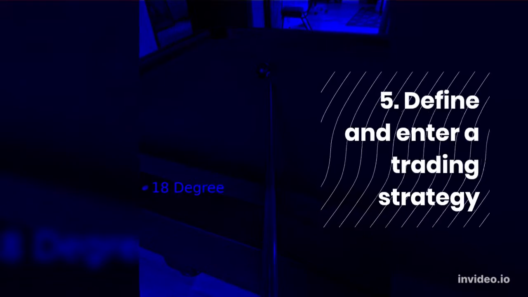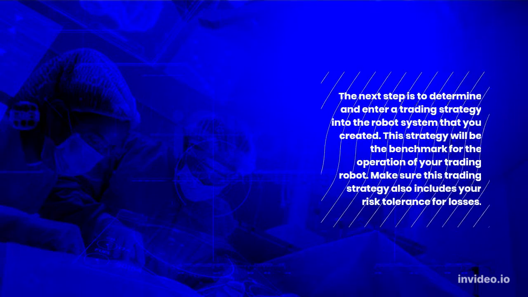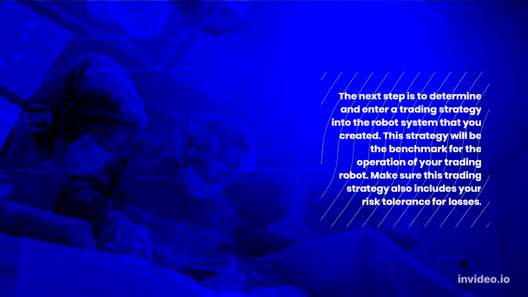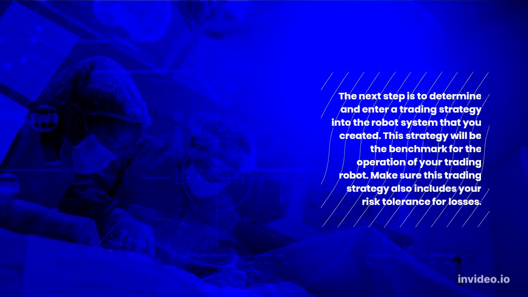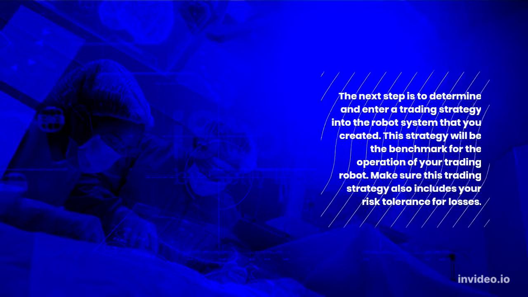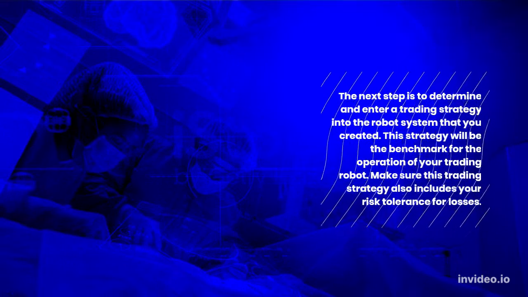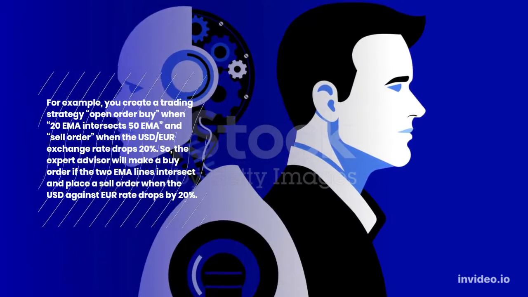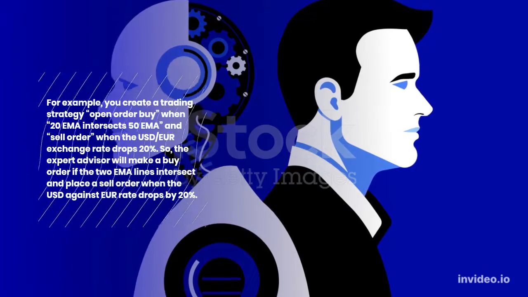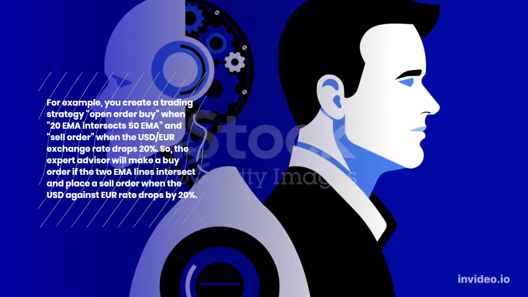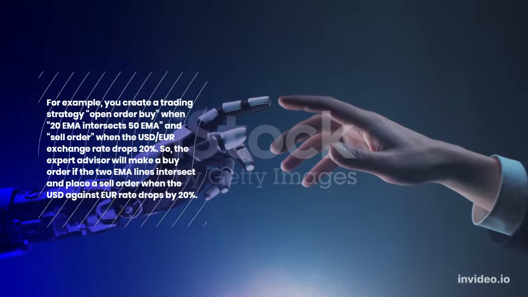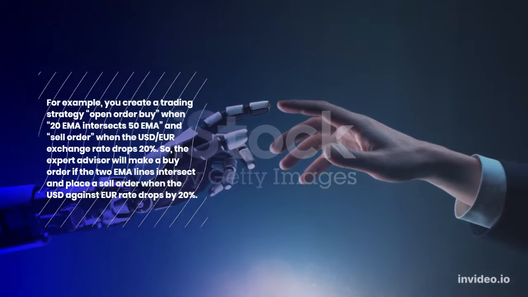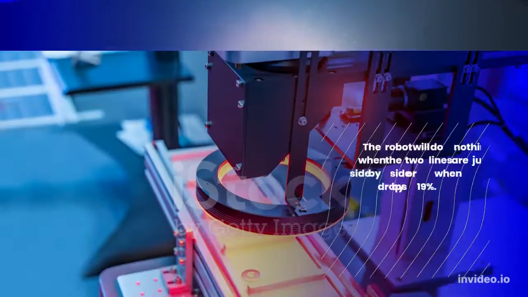5. Define and enter a trading strategy. The next step is to determine and enter a trading strategy into the robot system that you created. This strategy will be the benchmark for the operation of your trading robot. Make sure this trading strategy also includes your risk tolerance for losses. For example, you create a trading strategy: open order buy when 20 EMA intersects 50 EMA and sell order when the US dollar to euro exchange rate drops 20%. So, the expert advisor will make a buy order if the two EMA lines intersect and place a sell order when the USD against euro rate drops by 20%.